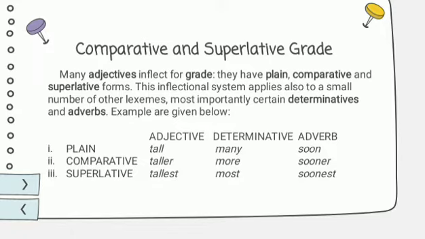It is similar in determinatives. The plain word is many, then the comparative form becomes more, and the superlative form is most. On the other hand, adverbs do the same. Soon becomes sooner and soonest. The inflected forms of tall and soon are regular. They are formed by general rules.